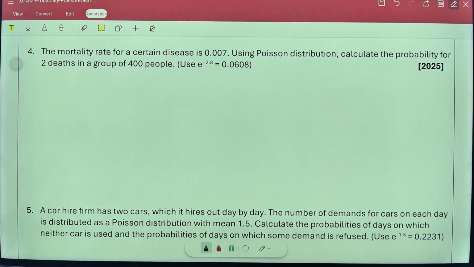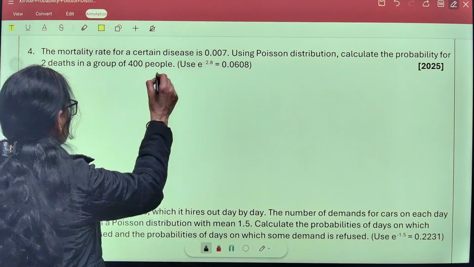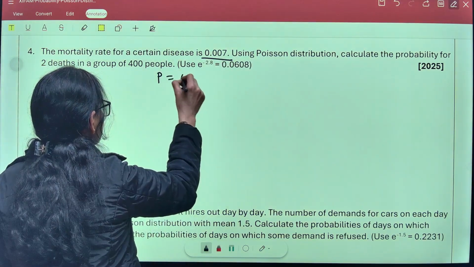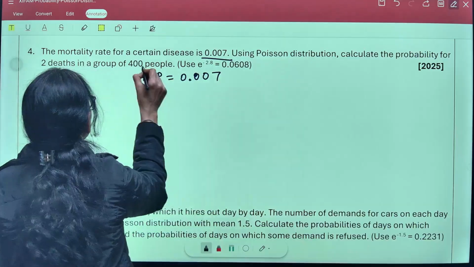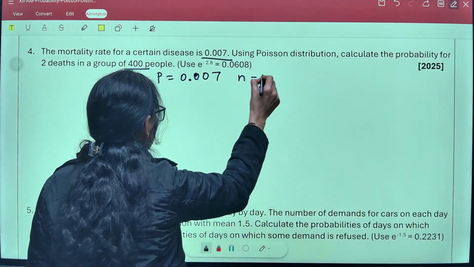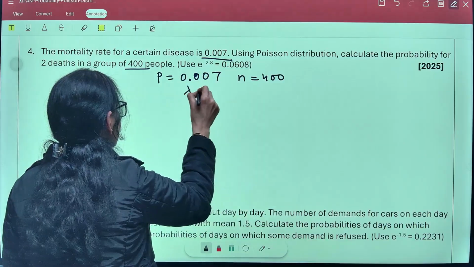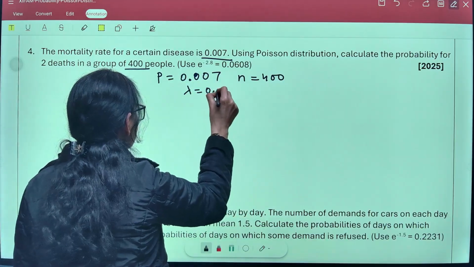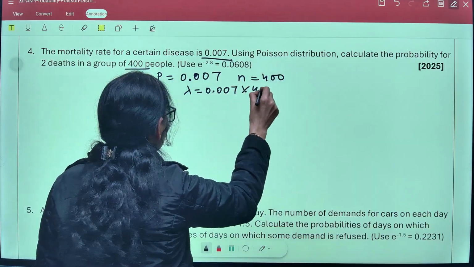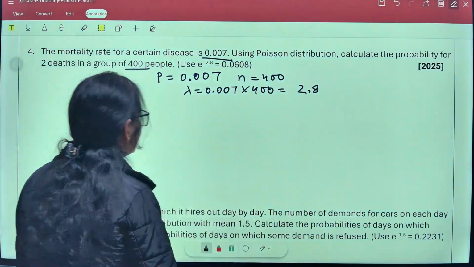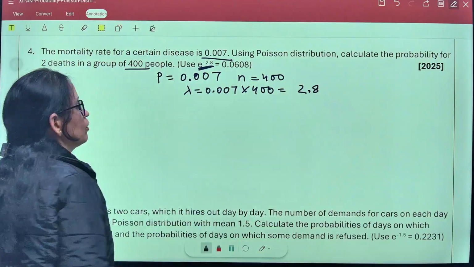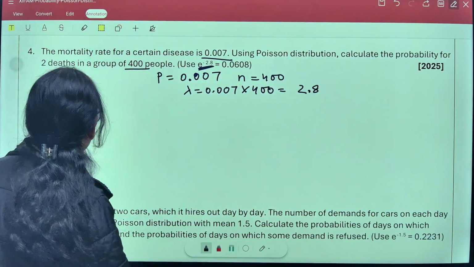The mortality rate for a certain disease is 0.007. Using Poisson distribution, calculate the probability for 2 deaths in a group of 400 people. So that means you are given P as 0.007 and group of 400 people means N is 400. So the value of lambda is going to be the product of these two values. 0.007 into 400, 7 4s are 28, and if you adjust the decimal points, you get 2.8. E raised to power minus 2.8 also suggests you that lambda is 2.8.